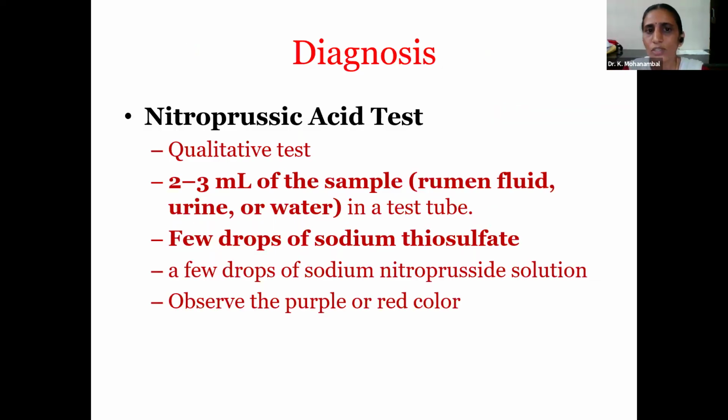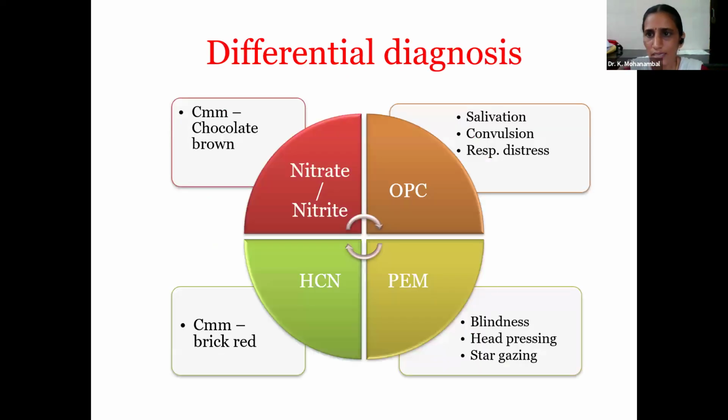Diagnosis is concerned, the nitroprusside test is a qualitative test. We take the suspected sample, that is rumen fluid. Then a few drops of sodium thiosulfate should be added to that. Above that, we add a few drops of sodium nitroprusside solution. The solution color changing to purple or red indicates positive for cyanide toxicity.